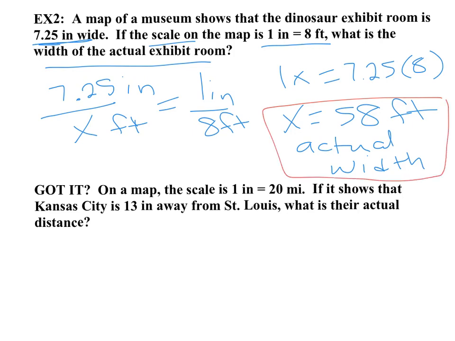Now, in our last got it problem, you're going to have on a map the scale of 1 inch equals 20 miles. If it shows that Kansas City is 13 inches away from St. Louis, what is the actual distance? So don't forget, you are creating ratios and setting it up as a proportion to evaluate. Go ahead and do the got it problem on your own.